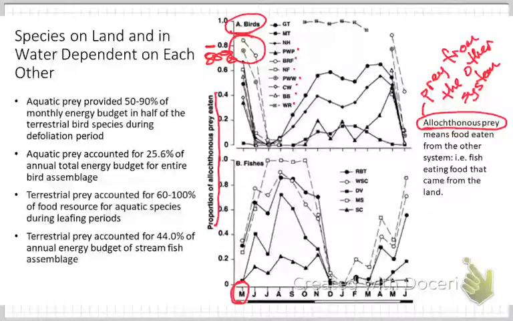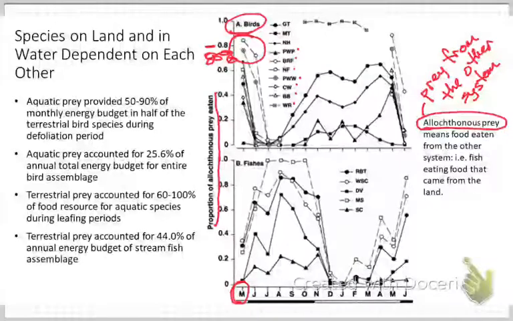So generally what you're seeing here is, for example, a lot of insects have their larval forms in the creek, and they're actually aquatic. And then as they mature into their adult forms, they leave the creek and fly into the air and become food for the birds that are actually living in that riparian zone.